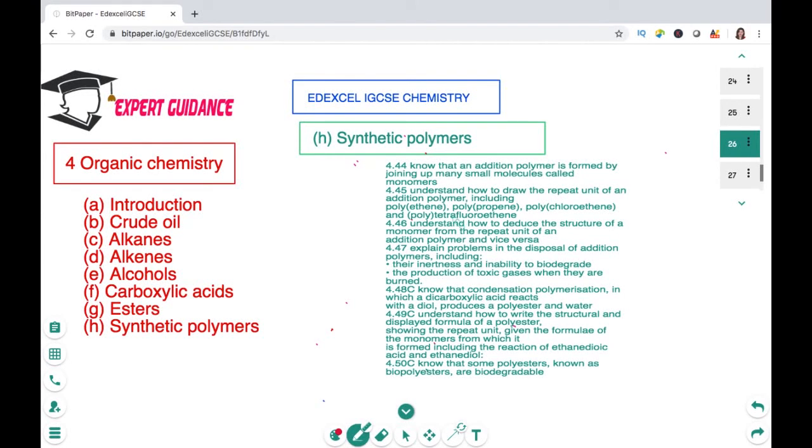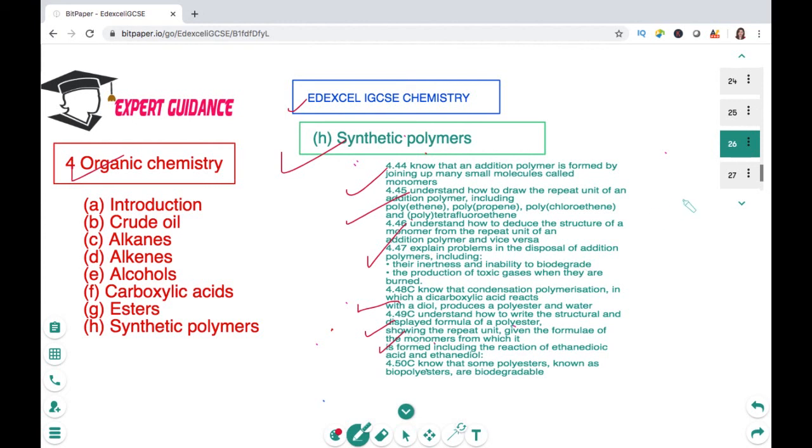Today in this video we'll be covering the topic of synthetic polymers, from the organic chemistry unit of Edexcel IGCSE chemistry. Now this is the last topic of this unit, and in this video we'll be looking at what addition polymers are, how we write the equation of addition polymerization, how we deduce the structure of the monomer from the structure of the polymer, what the problems related to the disposal of polymers are, what condensation reactions are, and how we write the formula of certain condensation and addition polymers.